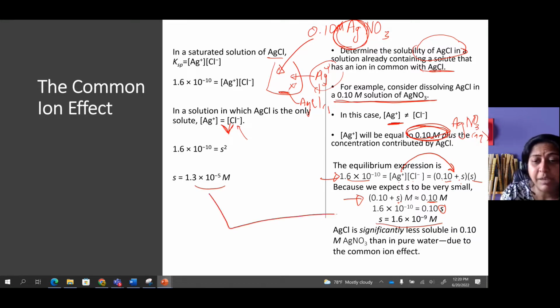Comparing these two values, the presence of a common ion reduces the molar solubility of the solid. What does that mean? The silver chloride will be less soluble in the presence of a common ion.